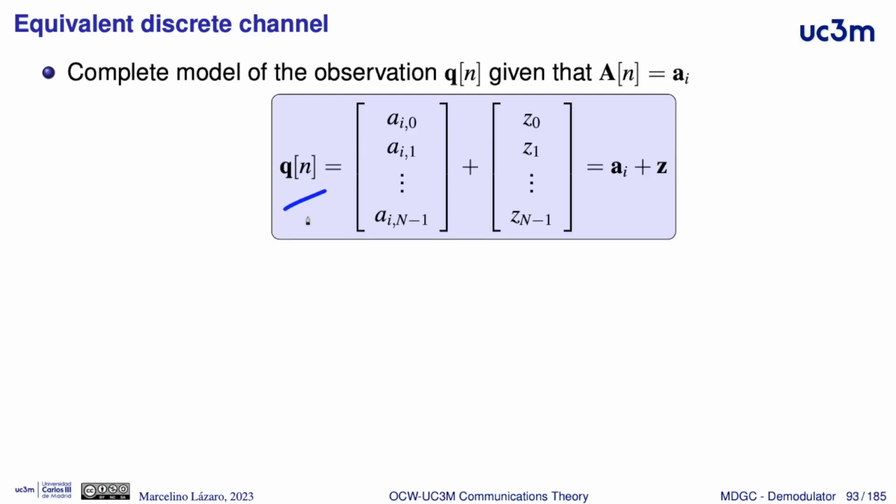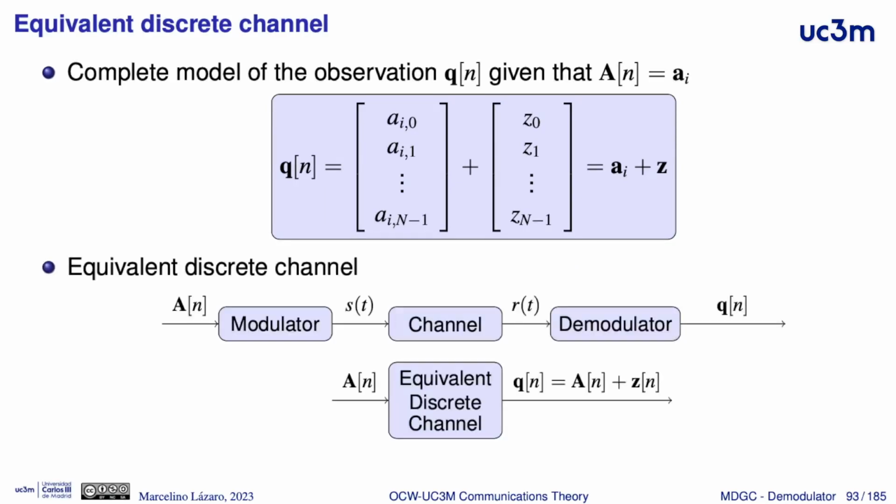Therefore, in vector q at discrete instant n, what we have is the coordinates of the symbol that was transmitted in the same instant plus the n coordinates of the noise. This is called the equivalent discrete channel. The relationship between the vector representation of the symbol at the input of the modulator, and the vector representation of the received signal at the output of the demodulator is given by this relationship. We have the symbol that was transmitted, plus a noise vector with capital N components.